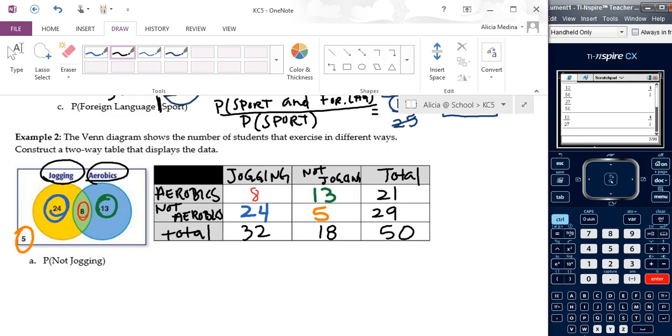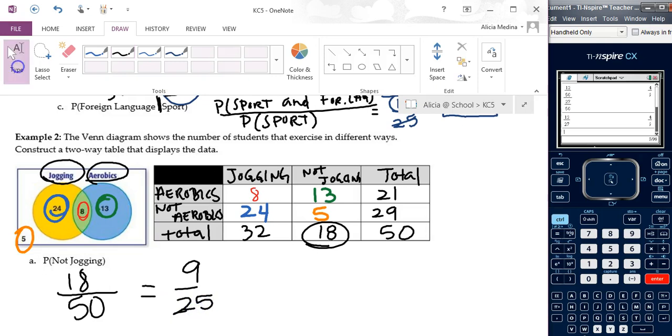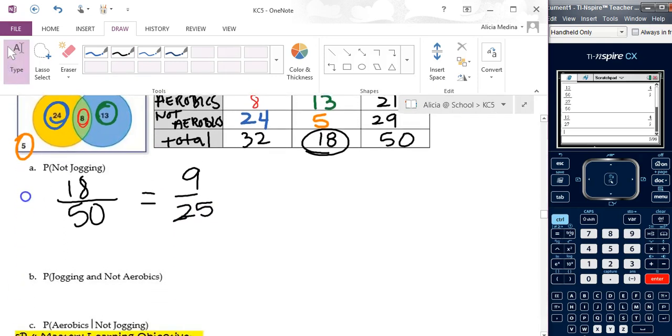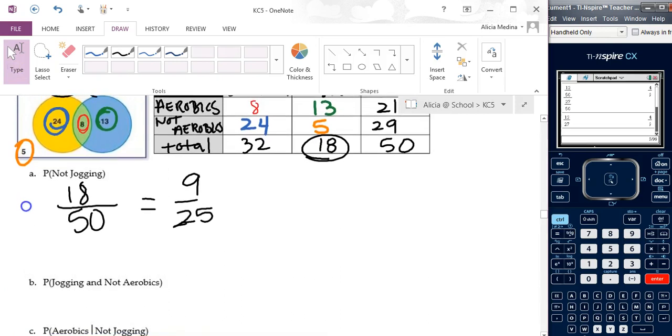All right, so our first probability here is what is the probability of the people not jogging? So this is all the people that are not jogging. Not jogging is right here. So that's going to be 18 non-joggers over our 50 total people. Always simplify if you can. So this simplifies to 9 over 25. That is a 2.